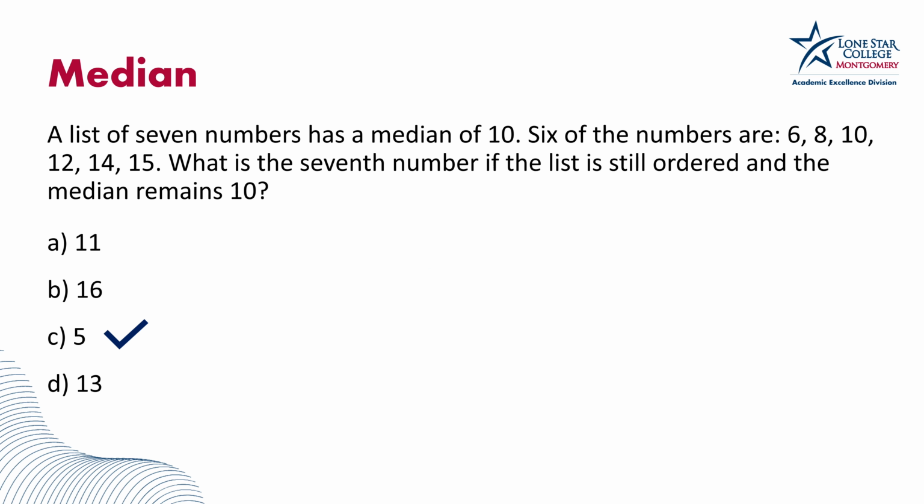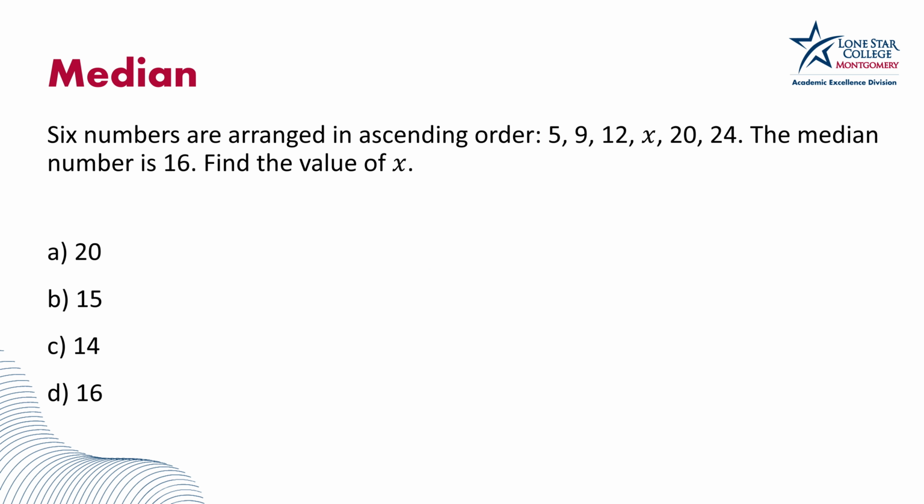So another problem involving medians. 6 numbers are arranged in ascending order: 5, 9, 12, x, 20, and 24. The median number is 16. Find the value of x. So it's already assembled from least to greatest for us, and we need to find out what x is such that the median will give us 16.